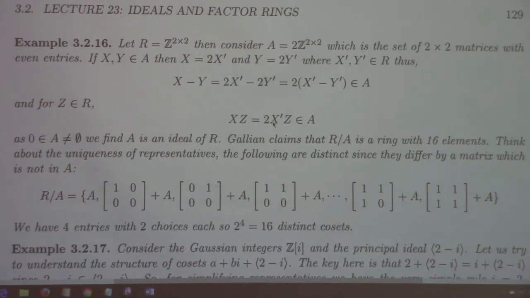Another example: we have 2x2 matrices with integer entries. The even-entried matrices would be what this set A is, and you can prove that that's an ideal. How would you do it? Well, I'll use the ideal test. First of all, the difference of two such things is again 2 times an integer matrix, so it's again in the set A. And I should take the product of something in A with something in R. Be careful about that.